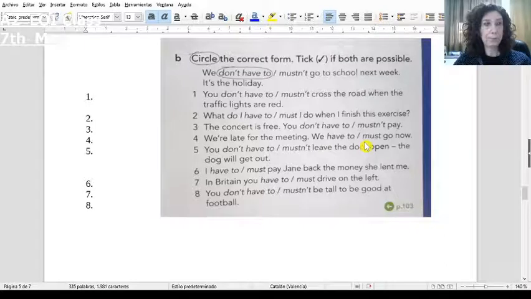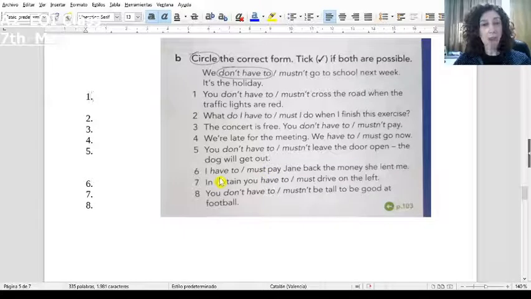5. You don't have to leave the door open. The dog will get out. Or you mustn't leave the door open. The dog will get out. Depèn si us agraden els gossos o no, si te cau bé el gos o no, però penseu. No es necesario que dejes la puerta abierta, porque el perro se saldrá. O no dejes, prohibido, la puerta abierta porque si no el perro saldrá. Si os cae mal o no, depende.